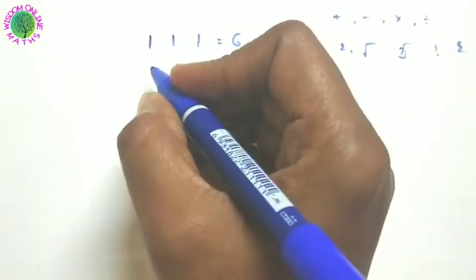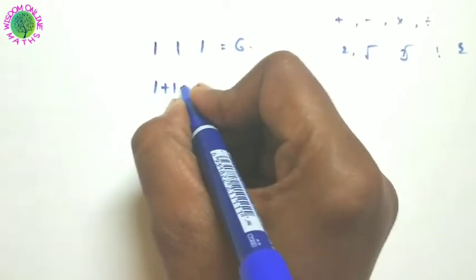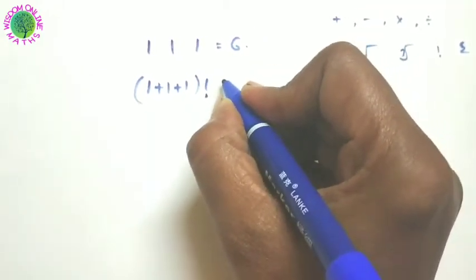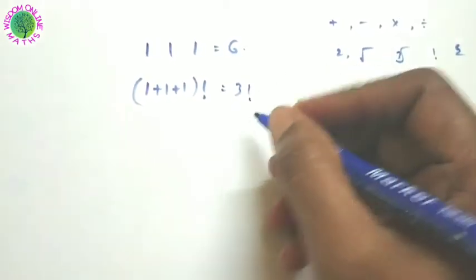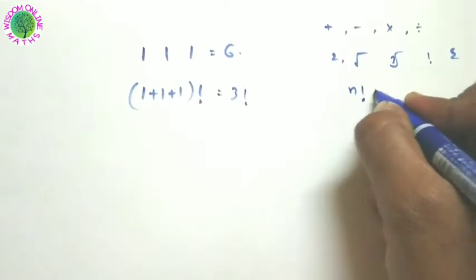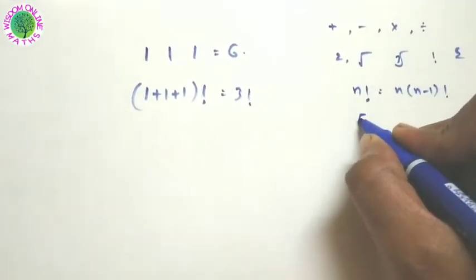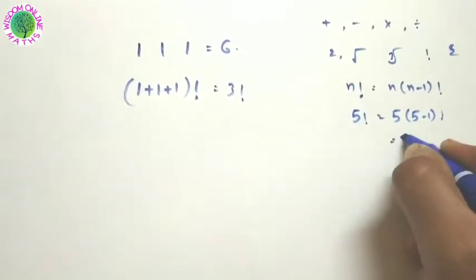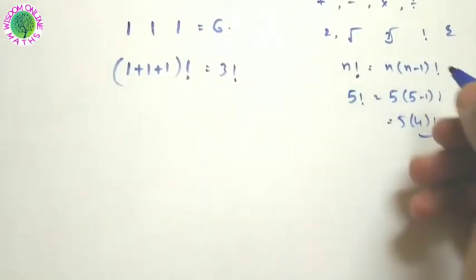on the right hand side. From this, in the first line, 3 ones are there, so I am adding all those ones first and applying factorial for the sum. That means 1 plus 1 plus 1 is 3, that is equal to 3 factorial. The formula of n factorial is n into n minus 1 factorial. That means 5 factorial means 5 into 5 minus 1 factorial, that is equal to 5 into 4 factorial. For 4 factorial, again you have to apply the formula.